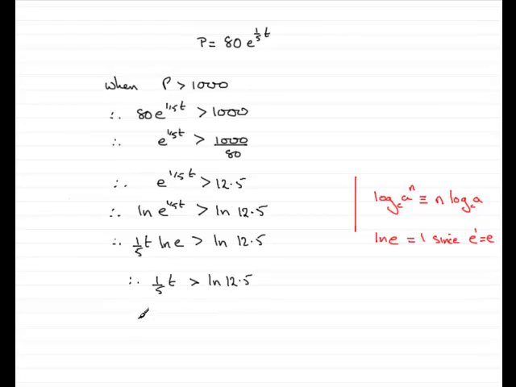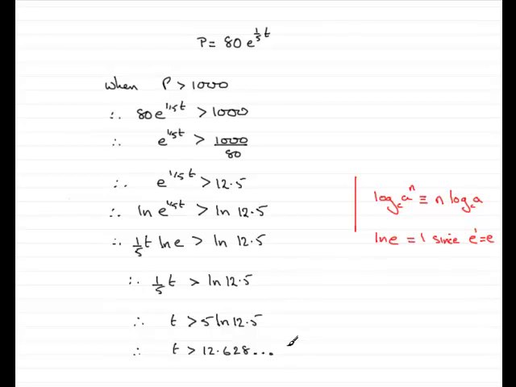To get t, all I need to do is times both sides by 5, and we have t is greater than 5 times the natural log of 12.5. Do this on any calculator and you'll end up with t being greater than 12.628 and so on.